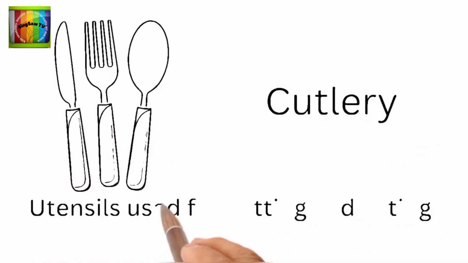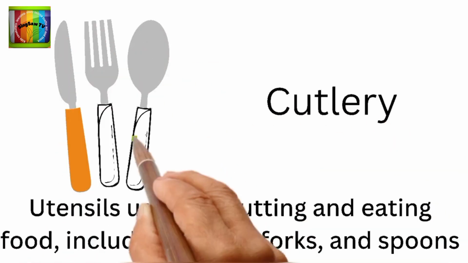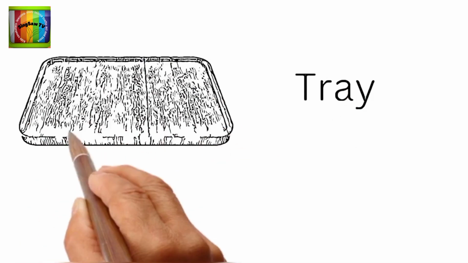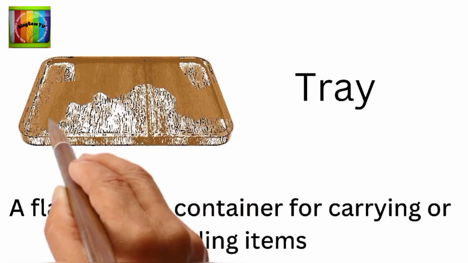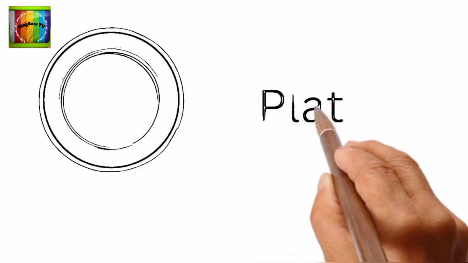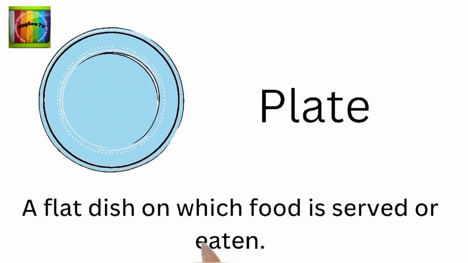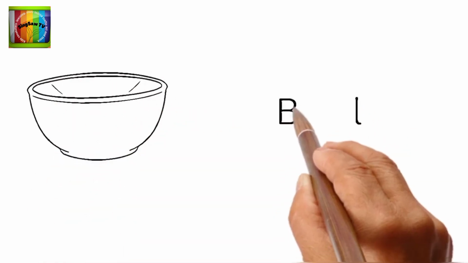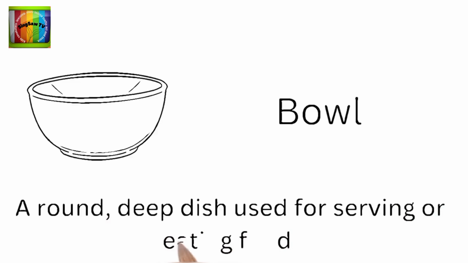Cutlery. Utensils used for cutting and eating food, including knives, forks, and spoons. Tray. A flat, shallow container for carrying or holding items. Plate. A flat dish on which food is served or eaten. Bowl. A round, deep dish used for serving or eating food.